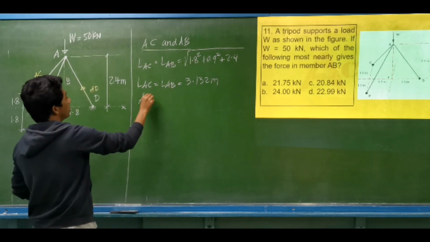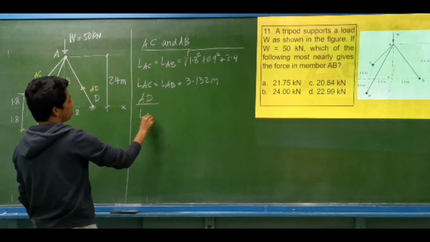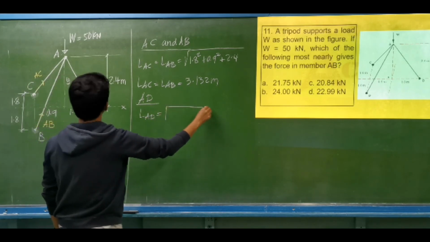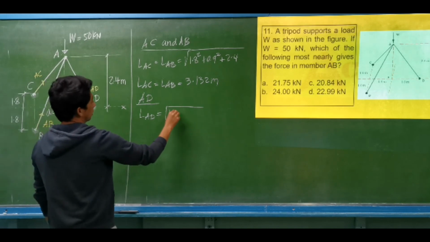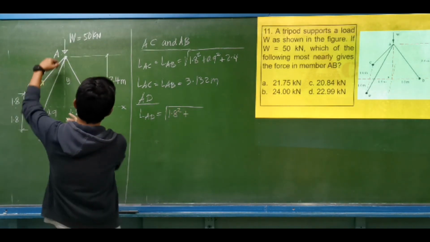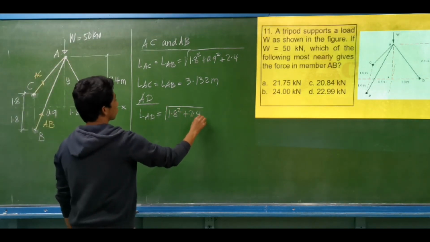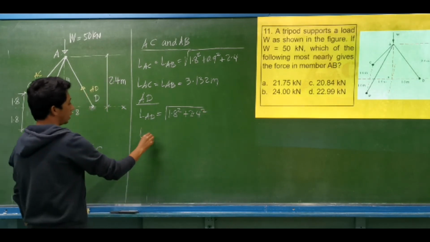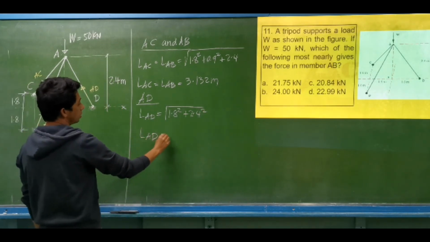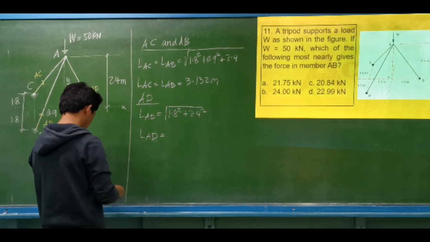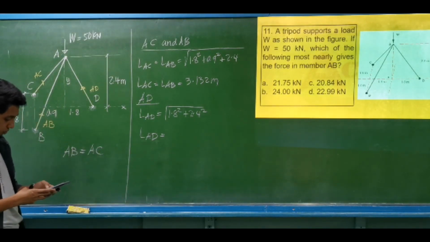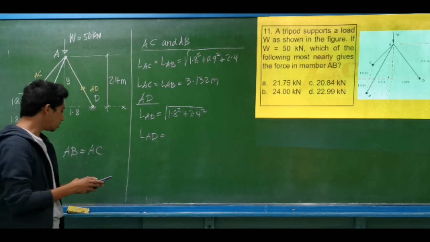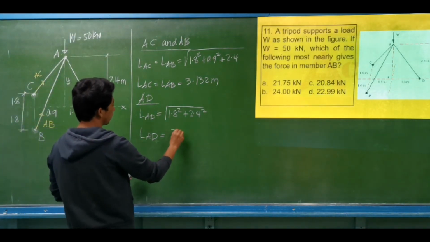And the unique member, that is AD. For member AD, the length is equal to the square root of, it is only a 2D, it is 1.8 squared plus the height, 2.4 squared. So the length of member AD is equal to the square root of 1.8 squared plus 2.4 squared, so that is the square root of 9.